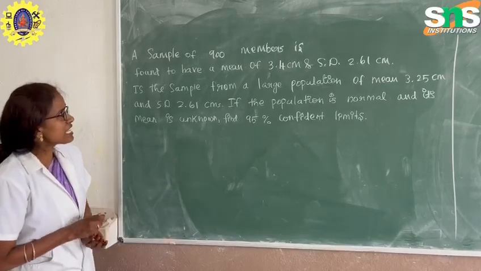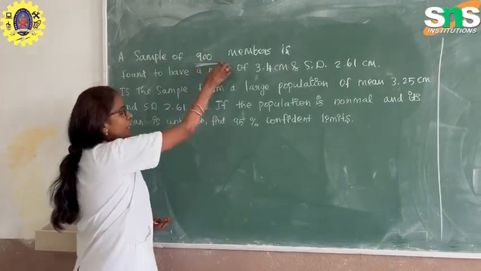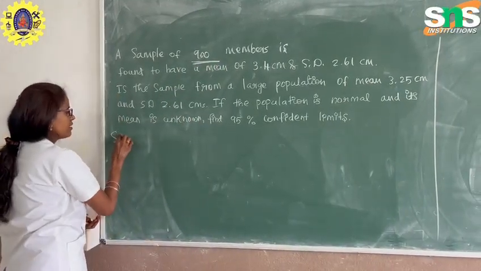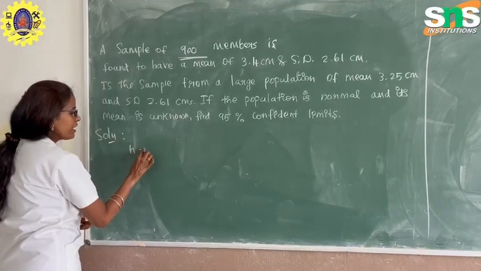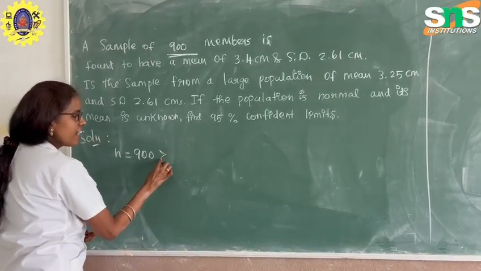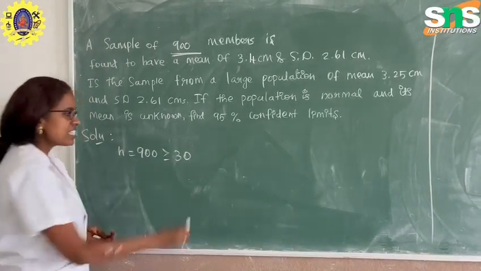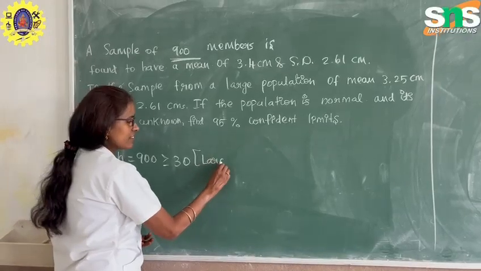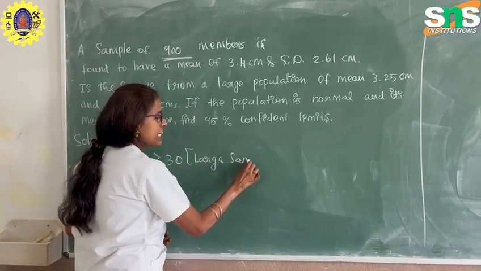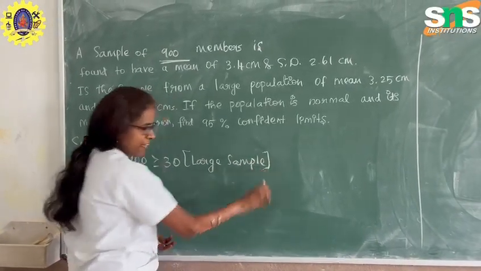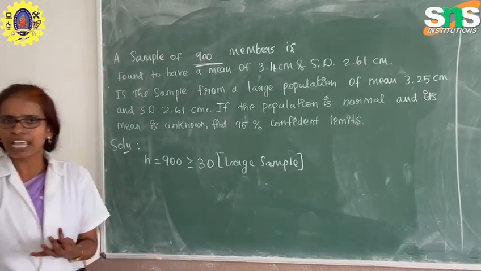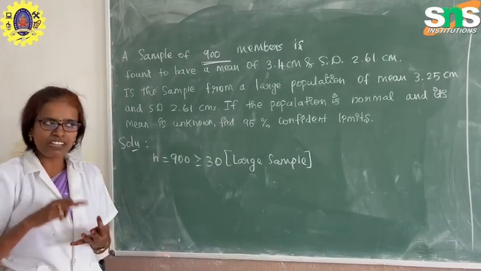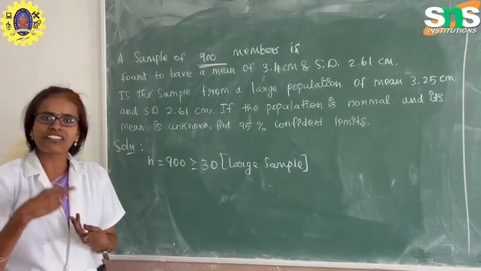The first thing is to check the n value. N is equal to 900, which is greater than or equal to 30. That means we can say it is a large sample. Under large sample we will have 4 types. The first type is single mean, then difference of means, single proportion, and difference of proportions.